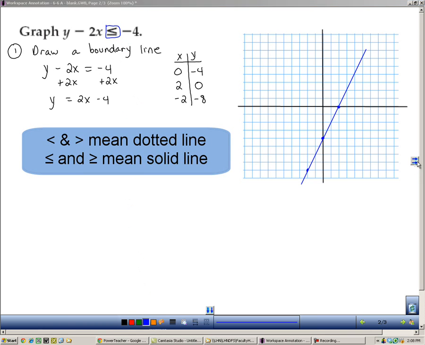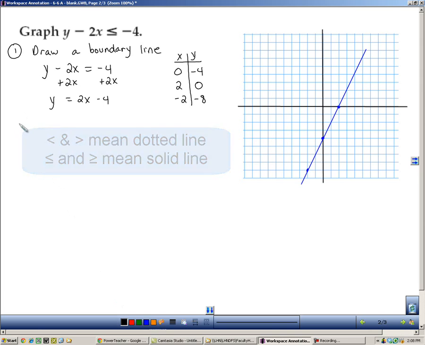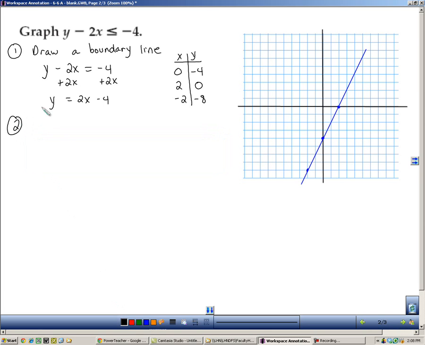It's just like doing a filled-in circle. If there's an equal to involved, your line is a solid line. If not, then your line is going to be a dotted line. So we'll say the second step is to determine if the line is solid or dotted. And then the third step is to determine shading.